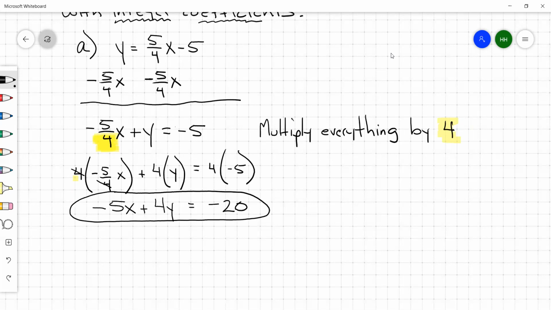You guys all right with that? Anybody need to see another example of writing it in standard form with integer coefficients?